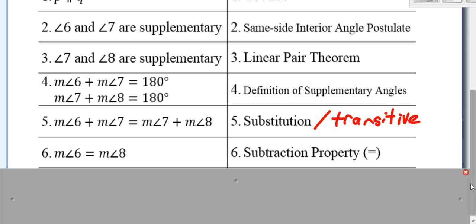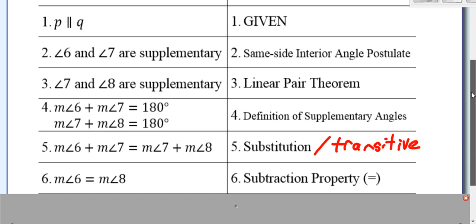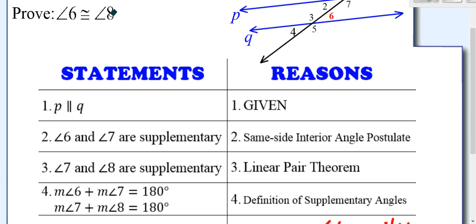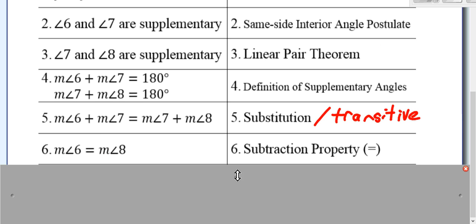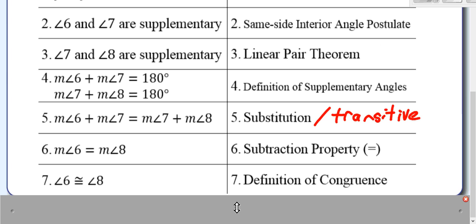And then our last statement, we weren't trying to show that the measures were equal. The actual phrasing at the very top of this proof is prove that they are congruent. Congruent means they have all the same measures, which we just said they have the same measures. So that means they are congruent because that's the definition of congruent. Same measure means they're congruent.